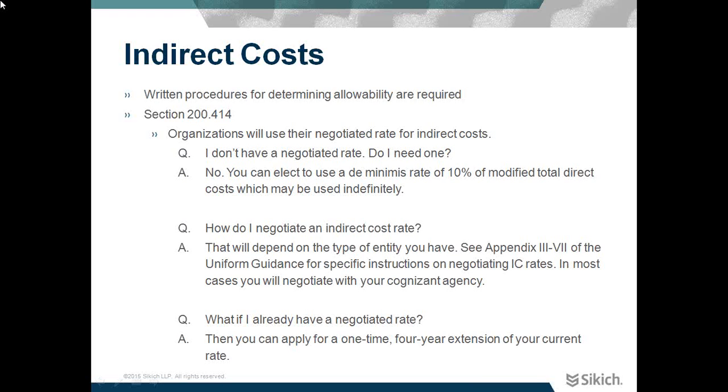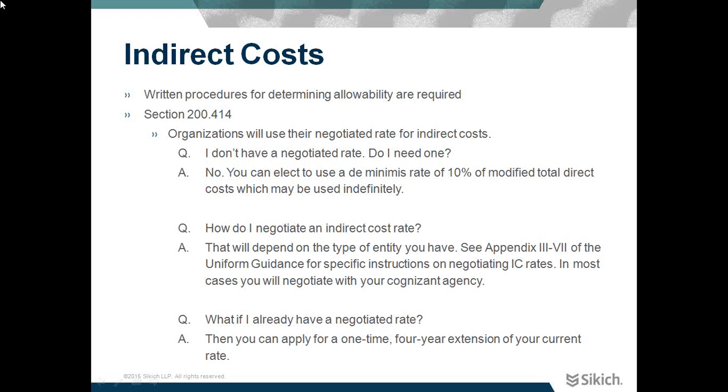And some of you have negotiated cost rates that you're already using, and some of you may not. And if you don't, you may say, Mark, well, I don't have a negotiated rate. What do I do? Well, my answer to that would be, you don't really have to do anything if you don't want to. You can elect to use the minimum rate, 10% of your total modified direct costs. You can use that for as long as you want. Or you can negotiate a cost rate.